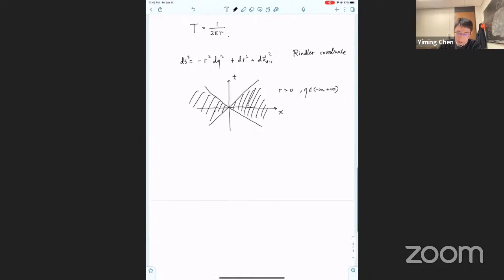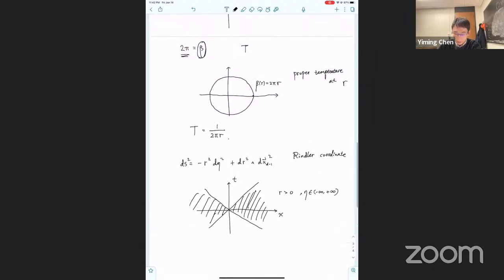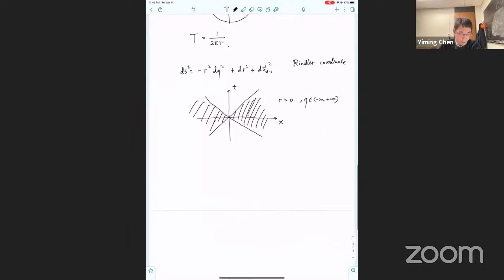Now, we can ask, yes. Yiming, can you again give the argument of this beta equals 2 pi r? So you drew a circle and then the circumference is 2 pi r. So how does it relate to temperature? Yes, I will mention it in a moment. To really discuss the temperature, we need to go to the Lorentzian signature and ask what temperature really means.